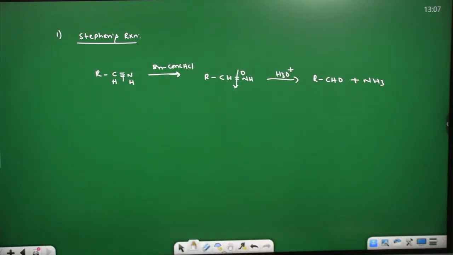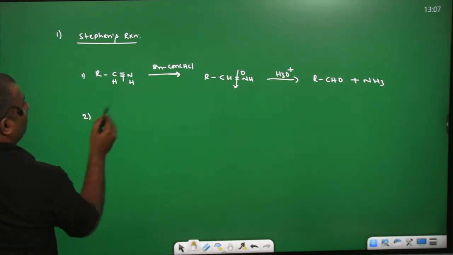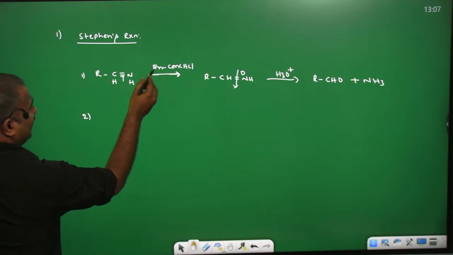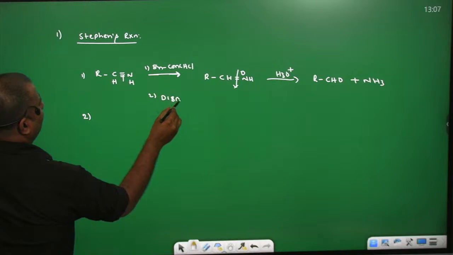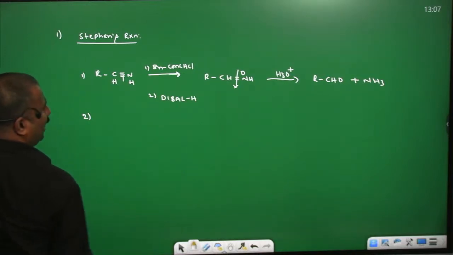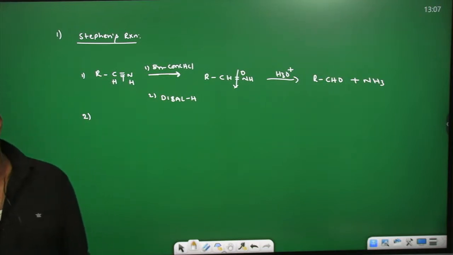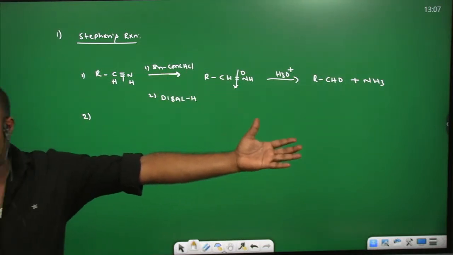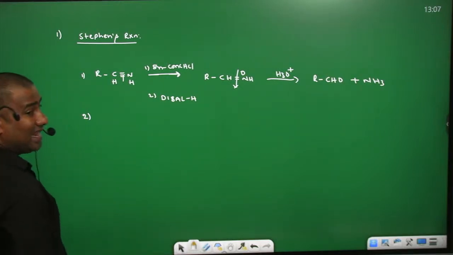That is Stephen reaction. The second one: in place of tin and concentrated HCl, you can also use DIBAL-H, diisobutyl aluminum hydride. The same property you can get. Cyanide turns into imine, and the imine on further hydrolysis can develop aldehydes. That is another reaction.